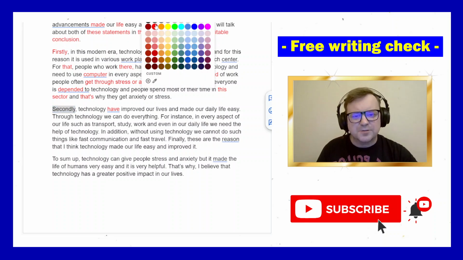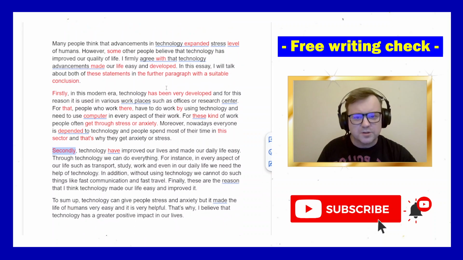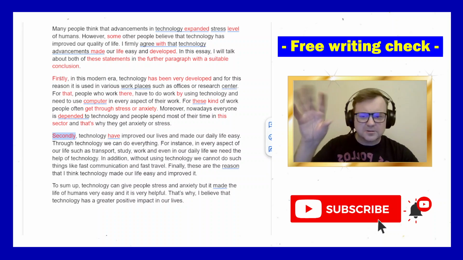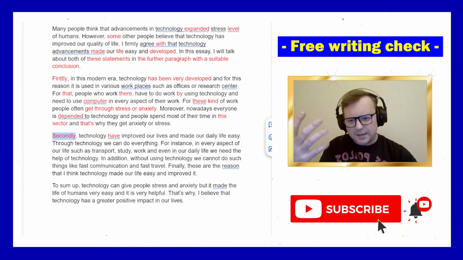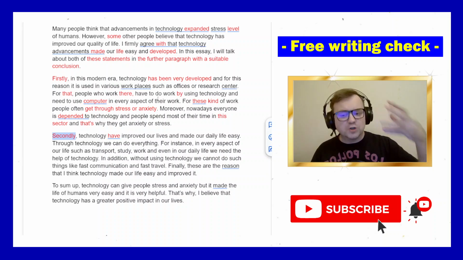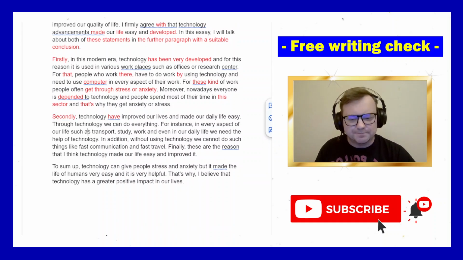This is a discuss both sides, or discuss both views and give your own opinion. So we probably want "Some people believe..." "Others say..." "On the one hand, technology has helped humans because..." "On the other hand, it has resulted in greater stress levels because..." This isn't a firstly, secondly essay, or it shouldn't be.